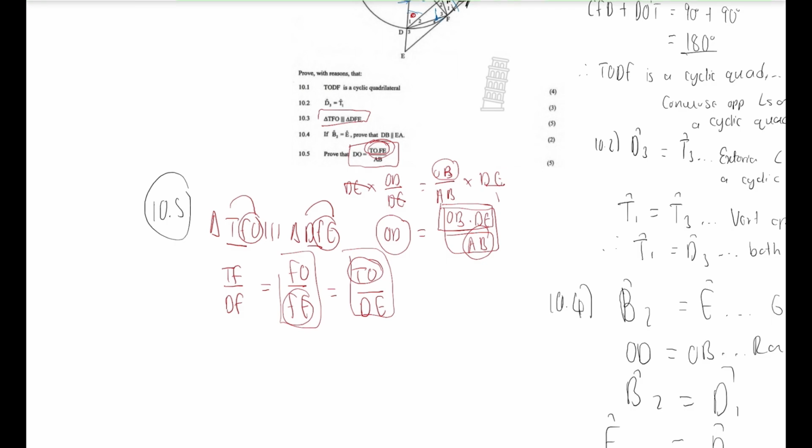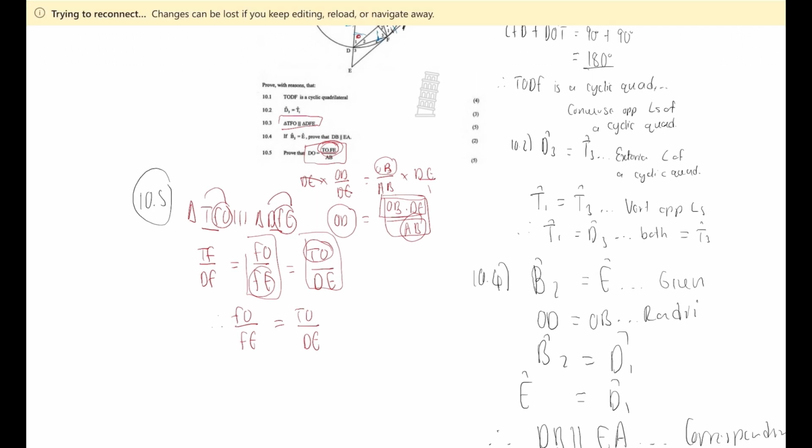And then you look for the sides which are familiar. Look here, you have TO on this one, and you have FE on this one. So what does that tell us? That therefore FO over FE equals TO over DE, right? And if you continue with this, you're going to get FO times DE equals FE times TO. And how do I get that? You just cross multiply.